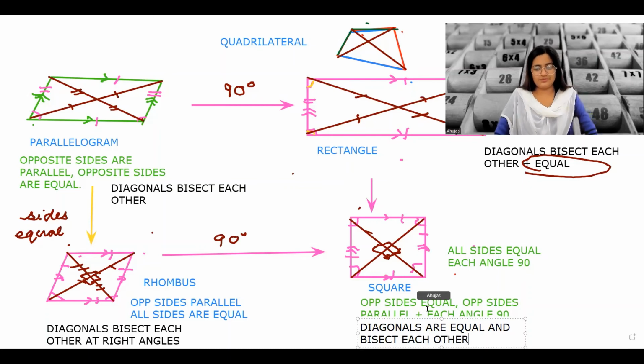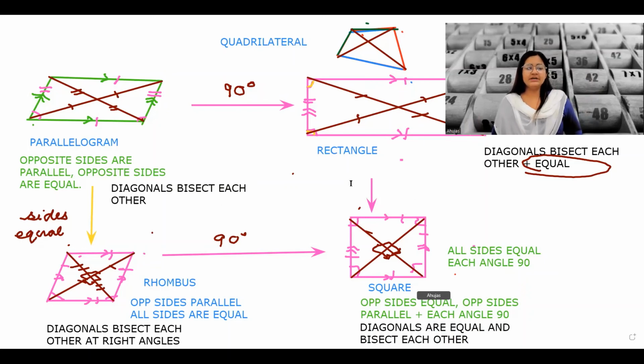All right, sure. So these are the basic four types of quadrilaterals. There are two more types of quadrilaterals, that is the trapezium and the kite, that I will tell you in brief. So you have to remember these basic properties.